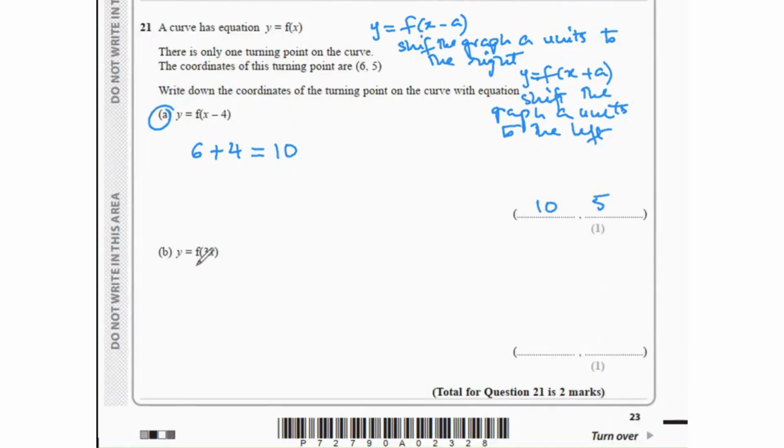Then y equals f of 3x. So this is the same as the previous one. Something is being directly multiplied to x. That means we will divide the x value by that number. So 6 gets divided by 3, which is 2.